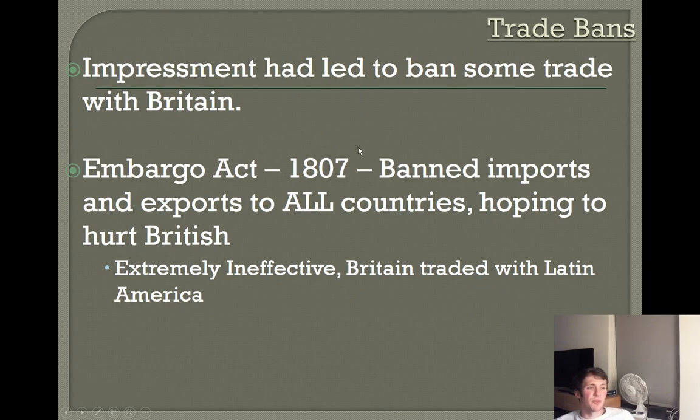So the impressment is going to lead to what's called the Embargo Act, and you're going to get the first Embargo Act. It's going to ban imports and exports to all countries. It's hoping to really hurt the British, but that's really silly, right? It's going to be extremely ineffective because Britain's going to get their trading elsewhere, particularly in Latin America, but if you ban imports and exports to all countries, it's also going to hurt American business. For sure, right? The Americans can't sell to other countries, and that's going to really hurt their bottom dollar.